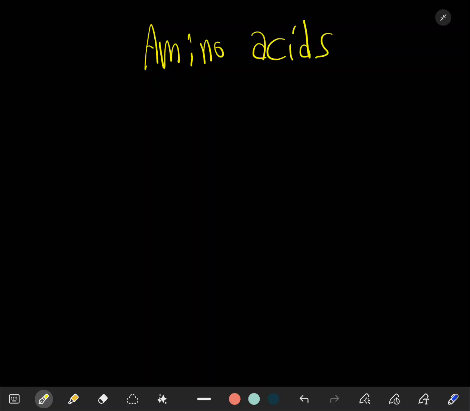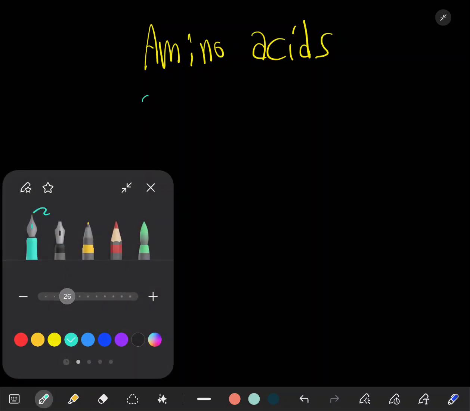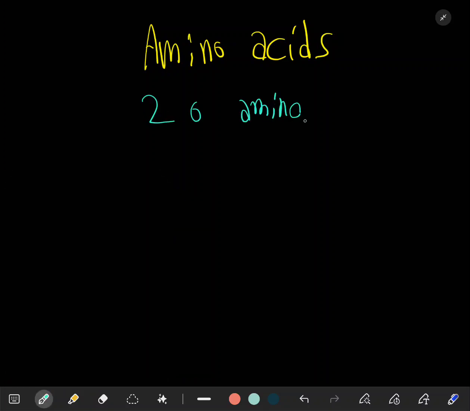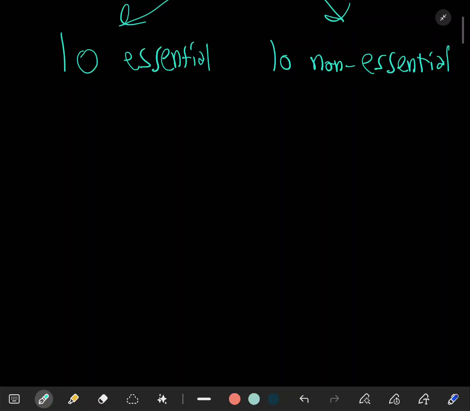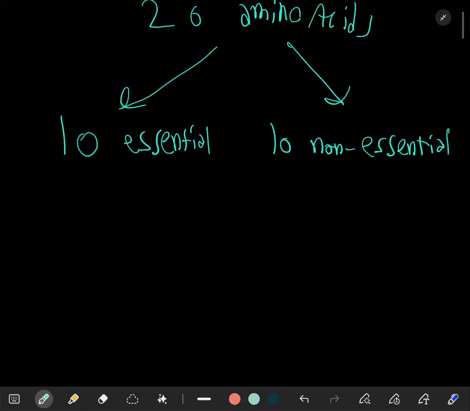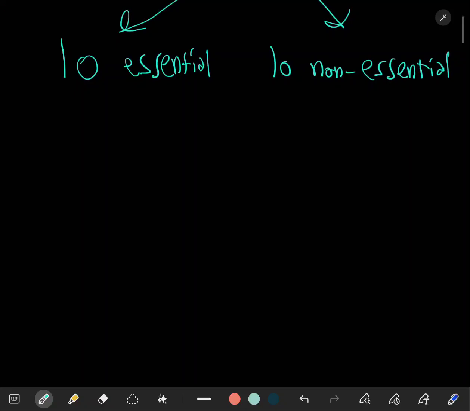Work on my handwriting after this, of course. So amino acids, as we all know, there are 20 amino acids, and out of these 20 we have 10 essential and 10 non-essential amino acids. Essential are the ones which we always need to have in our diet. The essential amino acids help us maintain our health, as our bodies cannot make these, but for the non-essential ones, our body can use the essential amino acids to make them.